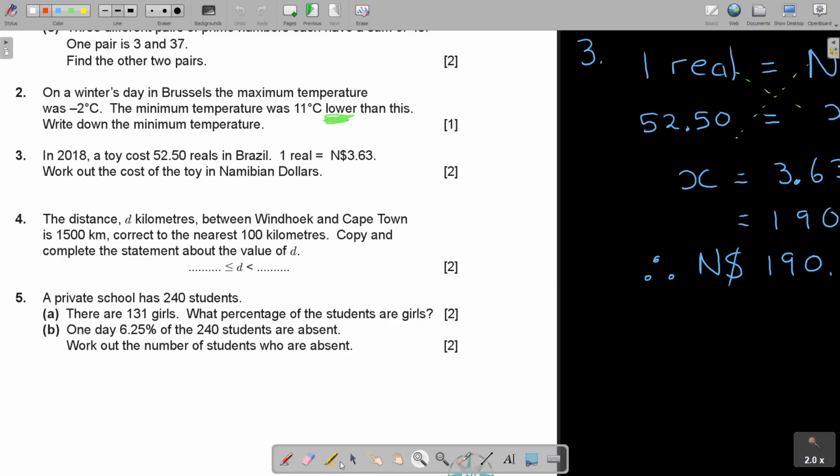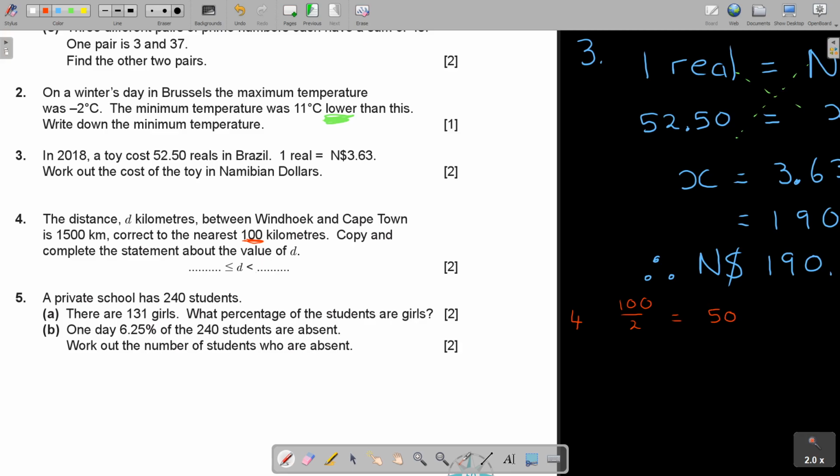They can go more into this, and it will be good if you revise everything, but this is a very, very, very basic one. So let's just first look at the very basic one. The distance between Windhoek and Cape Town is 1,500, correct to the nearest 100. Copy and complete this statement. So I just take 100, divide it by 2, I get 50.